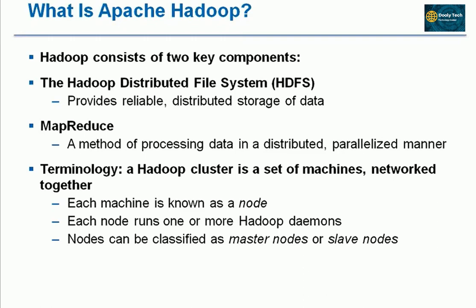A Hadoop cluster is a set of machines networked together. Each machine is known as a node. Each node runs one or more of Hadoop daemons, and nodes can be classified as master nodes or slave nodes. The big data appliance provided by Oracle and Cloudera is a Hadoop cluster in a box with all the hardware pre-selected, all the networking information pre-selected, all this configuration all provided for you. And then the nodes are just rack and roll and turn on.